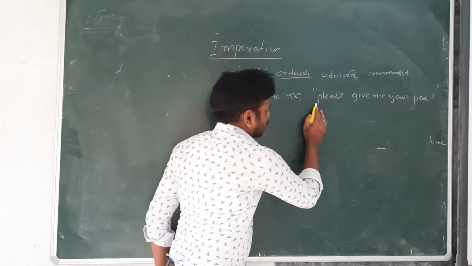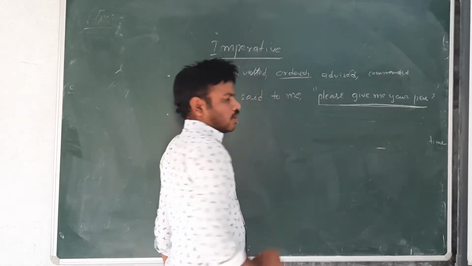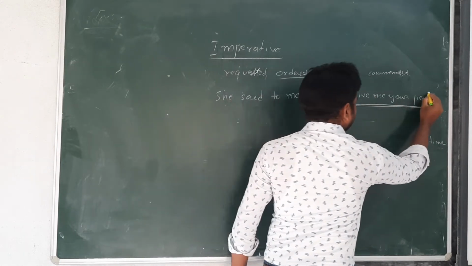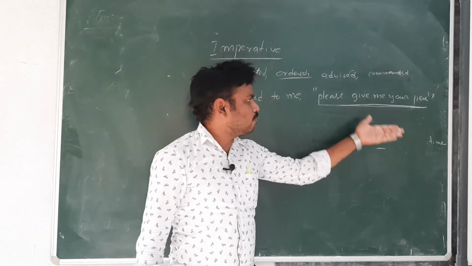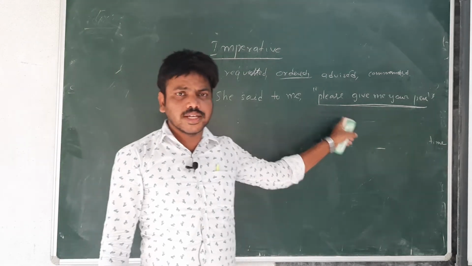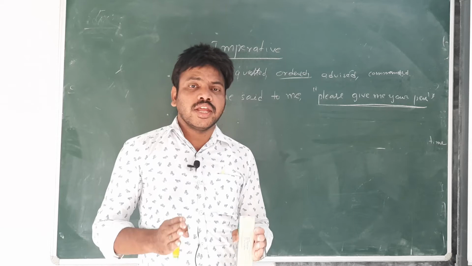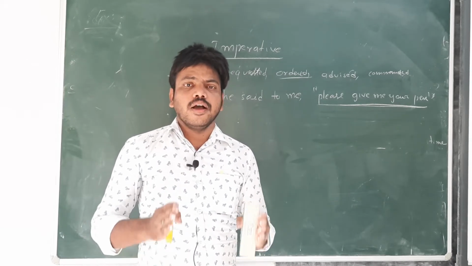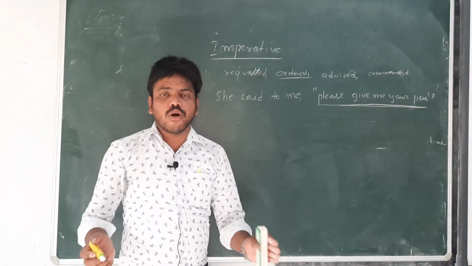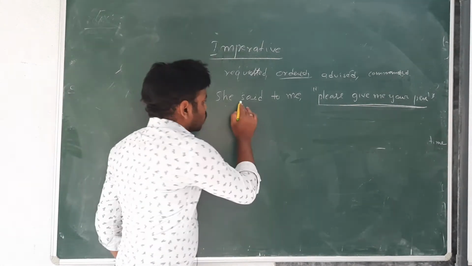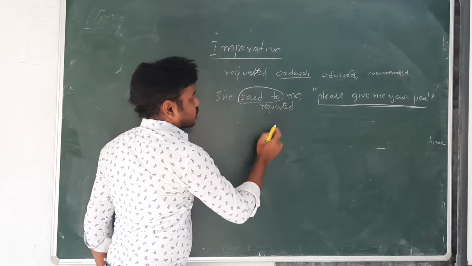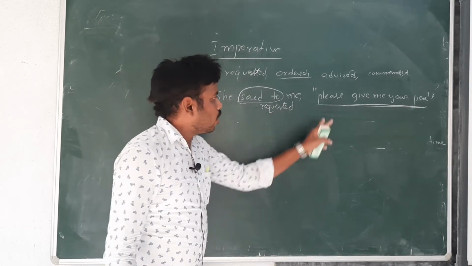Now what kind of sentence is it? In the reported clause, as I said, inverted commas are enclosed. Please give me your pen. That is a request. How can we say it is a request? Already there is the word please. When we ask for any help in a polite way, we use please. Now let us see how to change. This is a request, so said to will become requested.